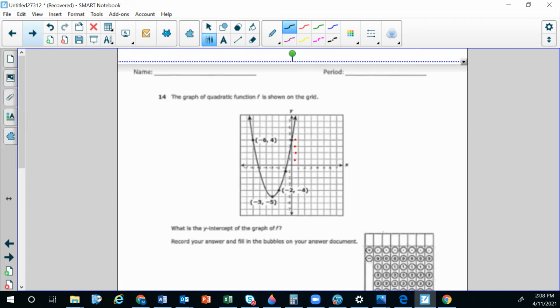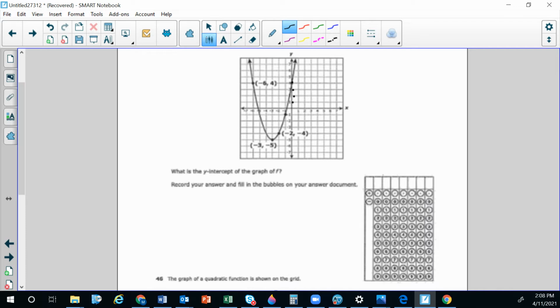Let's see what we have next. Here, what is the y-intercept? Remember, the y-intercept is where the line crosses the y-axis, and so that is 1, 2, 3, 4. So 4 is your y-intercept. Again, make sure you bubble the positive sign and you put in 4 as your y-intercept.